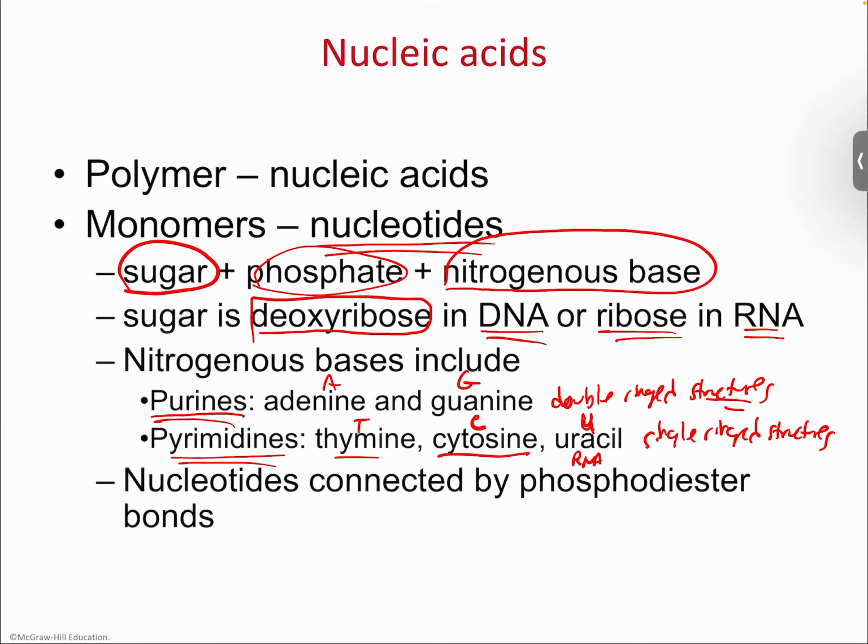Now, what happens then is when we have our nucleotide monomers, we connect these guys together with dehydration synthesis, and they're connected by a bond called the phosphodiester bond. So there's the name of the bond that connects nucleic acids, right? So we had glycosidic bonds connecting carbohydrates. We had peptide bonds connecting amino acids. We have phosphodiester bonds connecting nucleotides.